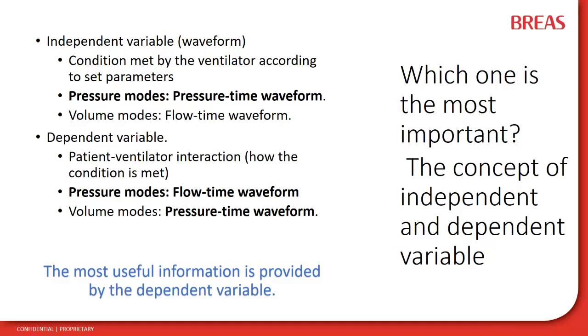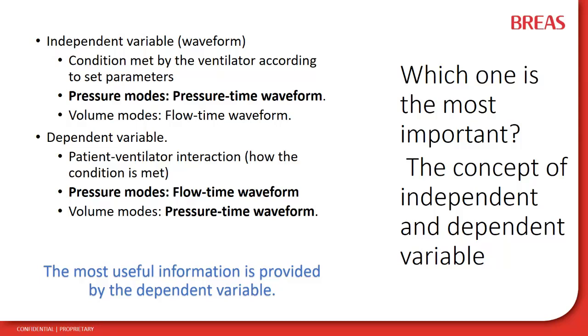And in volume modes is the flow time waveform. Remember, flow and volume is the same. And what's the dependent variable? The dependent variable is, in pressure modes, the flow time waveform, and in volume modes, the pressure time waveform. And what does it mean?